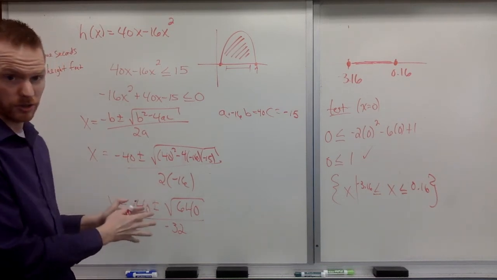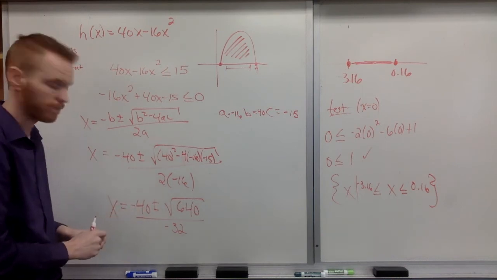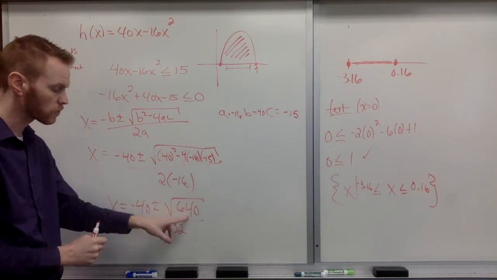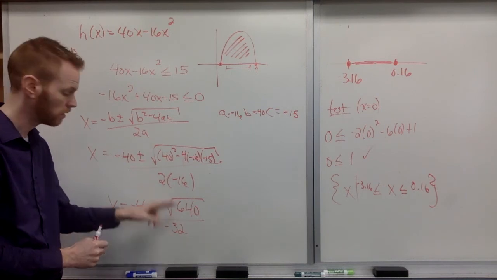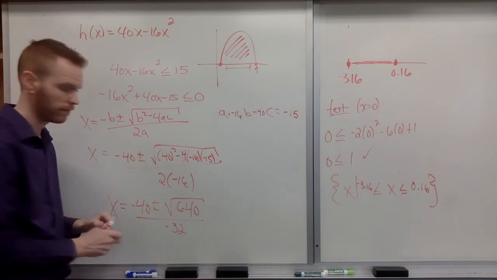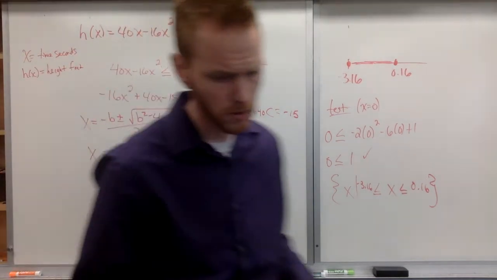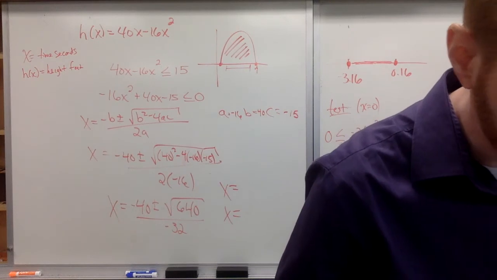Now, what I'm going to do is I'm going to plug this in a calculator and see what the answers are going to be. So I'll do negative 40 plus the square root of 640 divided by negative 32, and then negative 40 minus the square root of 640 divided by negative 32. Okay? And I'm going to get 2 x values. Let's see what they're going to be.